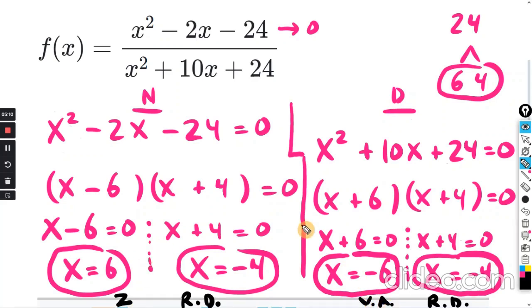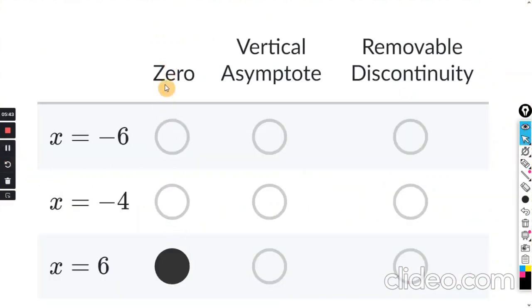Just for your information, the reason the negative 4 is a removable discontinuity is that if you wrote the numerator as these two binomials and the denominator as these two binomials, the x plus 4 divided by x plus 4 would cancel. So 6 is the zero, negative 6 is the vertical asymptote, and negative 4 is the removable discontinuity.